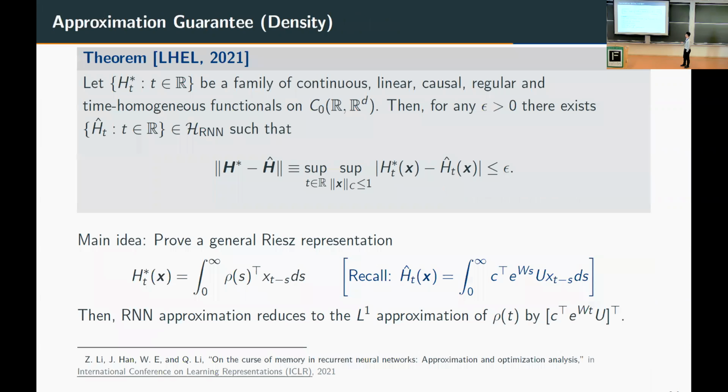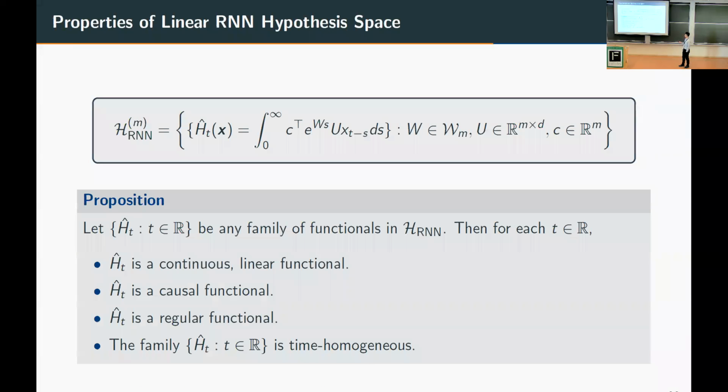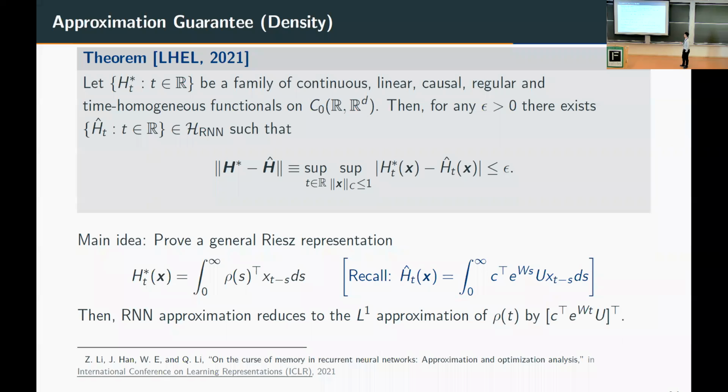And the first result you can show is that the converse is, in a sense, true, in that any functional satisfying these relationships can be approximated uniformly by the recurrent neural network. So this is a density result. So here's the result. If we let any family of continuous, linear, causal, regular, and time homogeneous functionals, then we can approximate it uniformly in time and uniformly in the inputs by our recurrent network. So the idea is very simple.